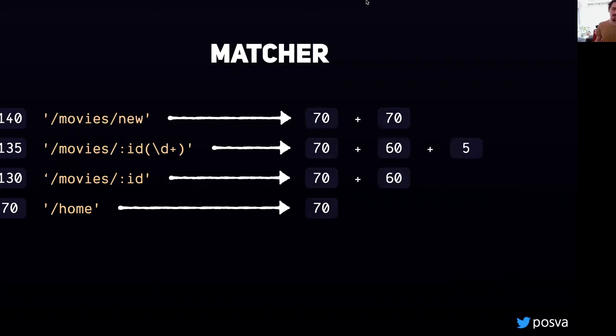Now, in reality, this is the simplified version. This is the version that Reach Router, for example, was using with smaller numbers, more or less, because they don't support regular expressions and they only support very, very basic path matching. But Vue Router is way more advanced.